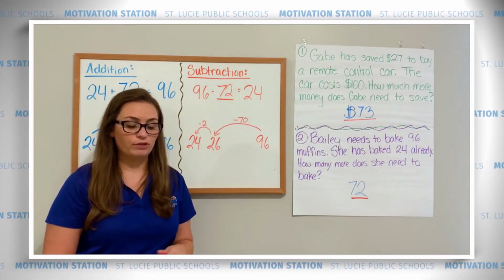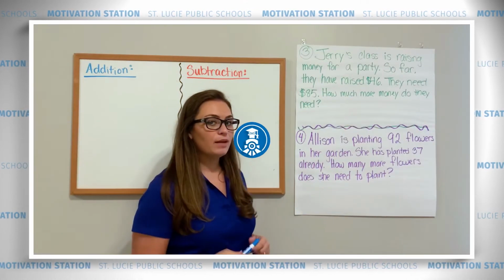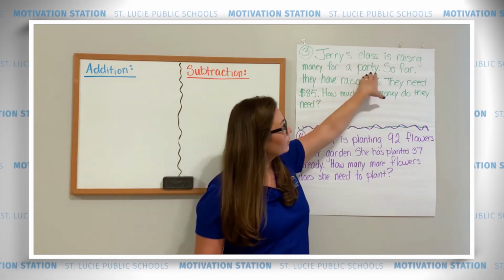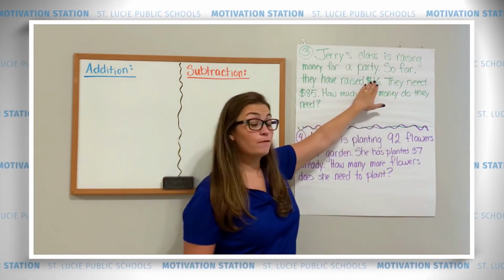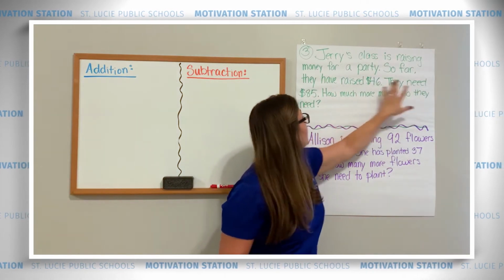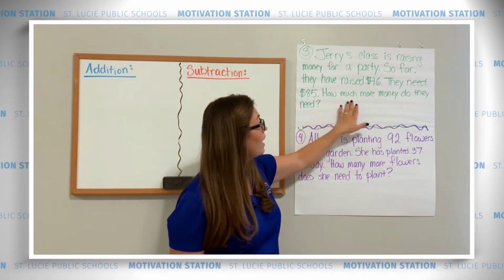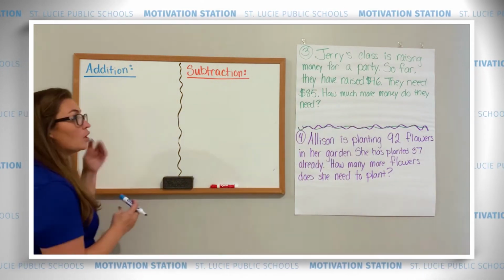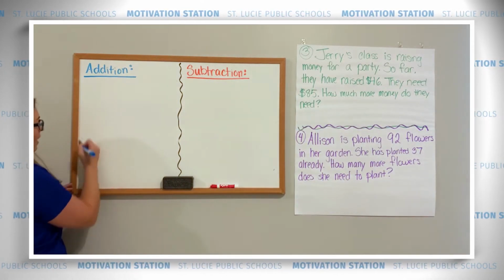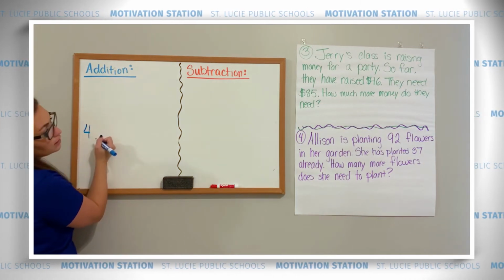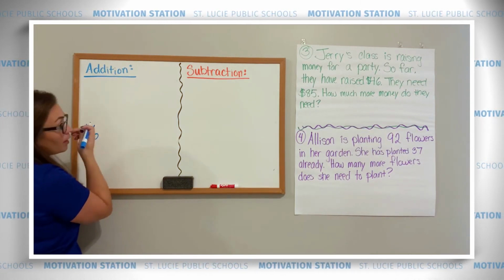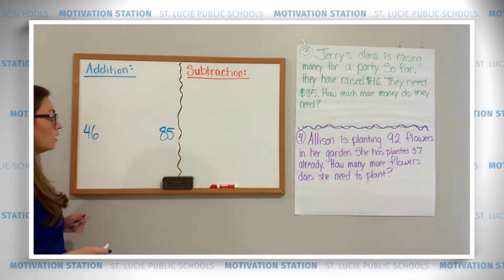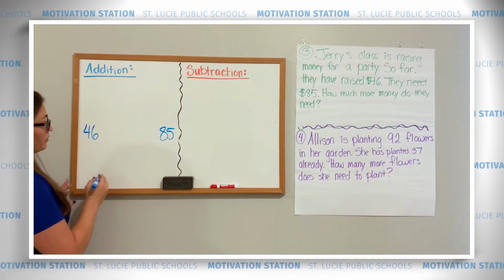Let's do 2 more for some extra practice. Let's read number 3 together. Jerry's class is raising money for a party. So far, they have raised $46. They need $85. How much more money do they need? Let's start with addition. So far, they have $46. They need $85. We're going to have to do a couple different jumps here.